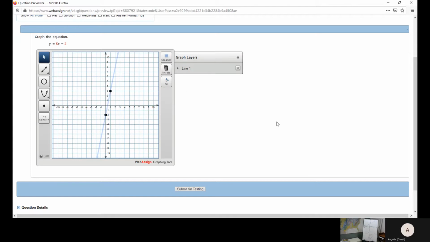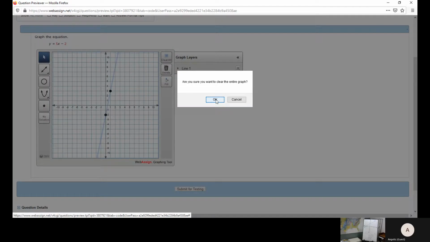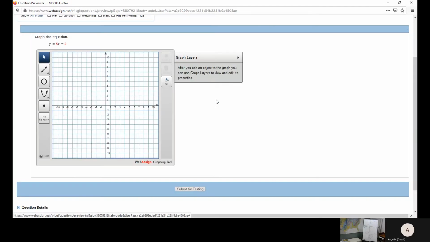And so this is the answer that you would submit. You would submit this as your answer. But you won't get this double-headed arrow, you won't get the line, until you put this second point. Now, if you make a mistake, like, ooh, I don't know if I did that right, you can click on clear all. You want to clear the graph? Yes.